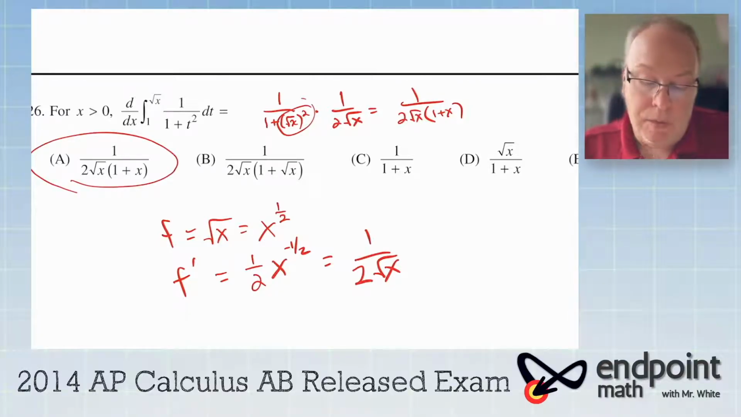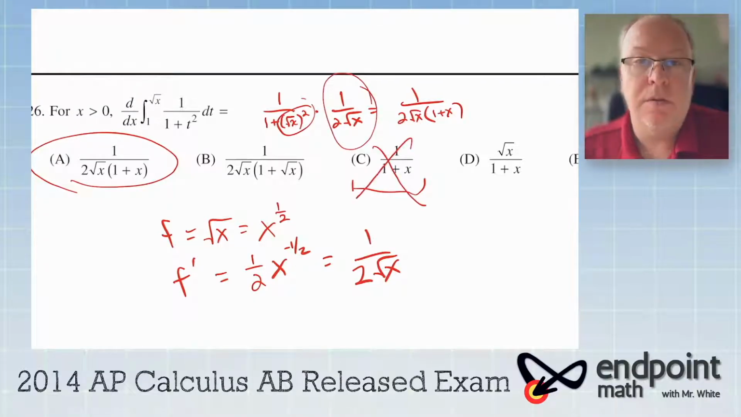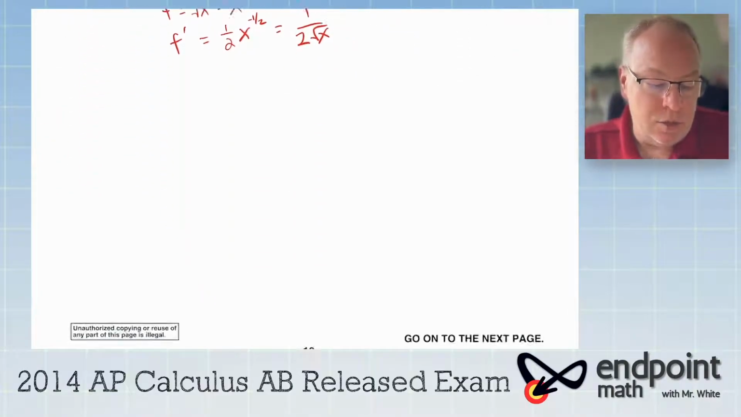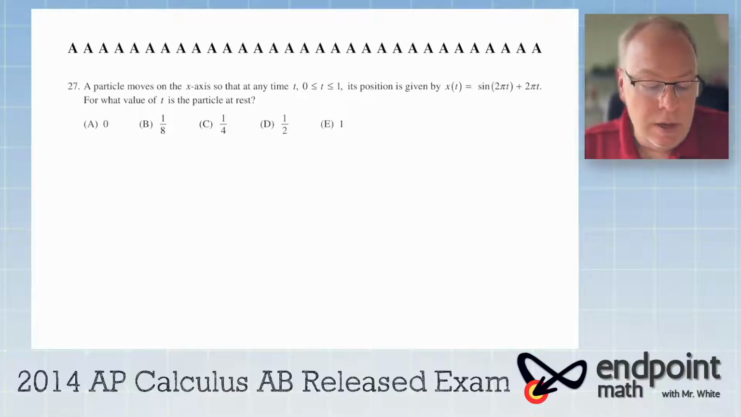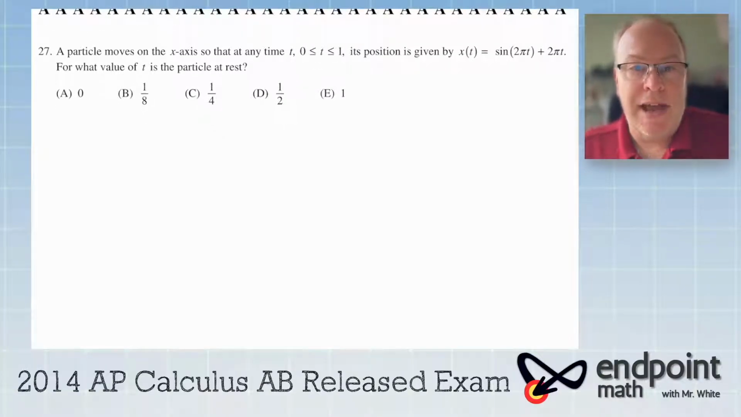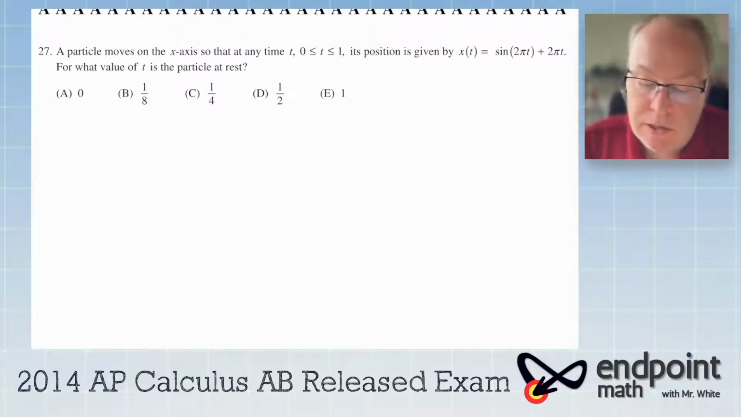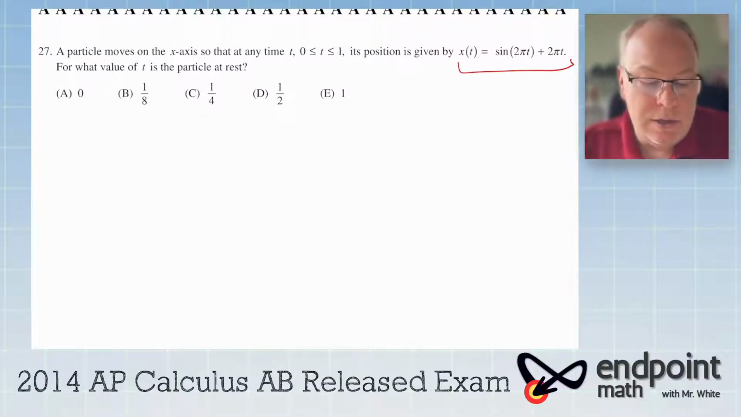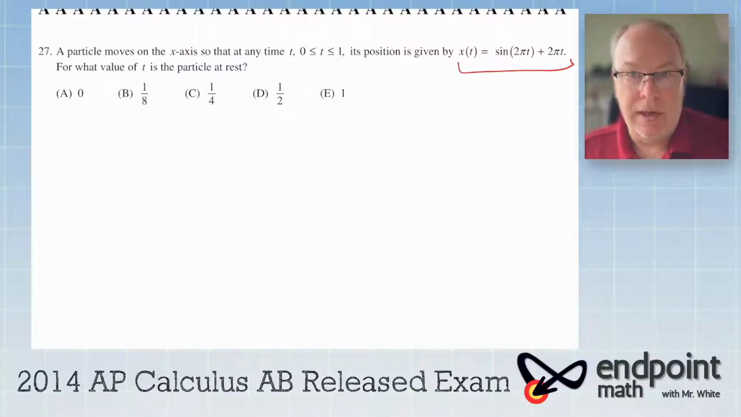All right, cool. So I think a lot of students would accidentally say C because they would have forgotten to tack on that derivative, to multiply by the chain. That's really important. We got two more questions. A particle moves on an x-axis left and right according to this lovely sinusoidal function over here. When is the particle at rest? Okay, so what are you thinking?